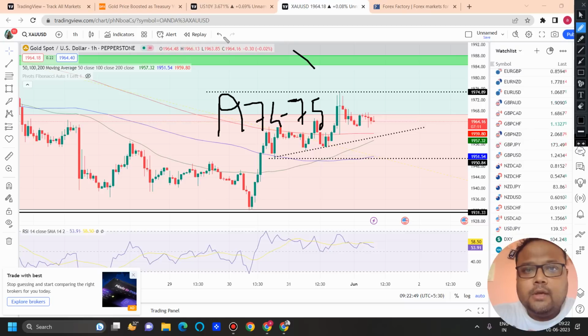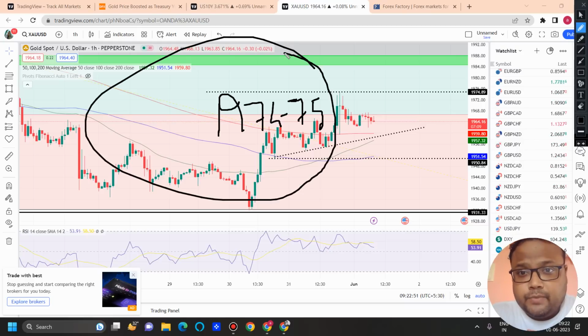The 1974-75 level will not work in the US session. This level is not very strong, it is weak as a resistance, so you cannot expect 1974-75 to work during the US session, because all the levels in the market do not have the same strength. This is a weak resistance.